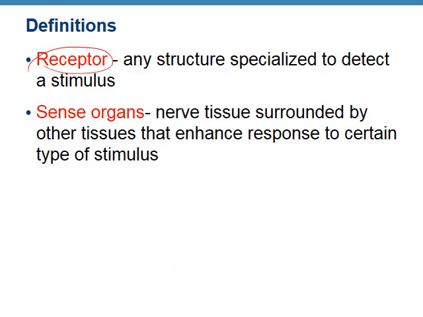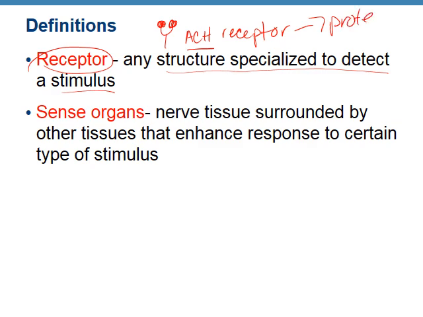Just to make sure we know some of these definitions, do we remember what a receptor is? This is any structure that's specialized to detect a stimulus. We've already seen receptors before, like we had an acetylcholine receptor, and what bound to the acetylcholine receptor was acetylcholine, right? Receptors are proteins, so they're made by the cell and expressed on the surface. What is a sense organ? A sense organ is nerve tissue that's surrounded by other tissues that enhances the response.